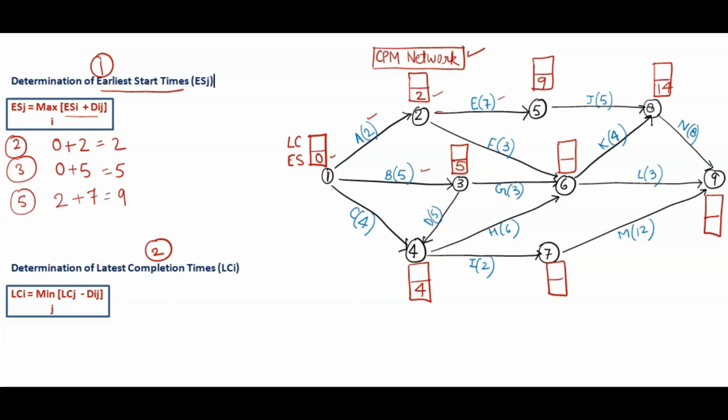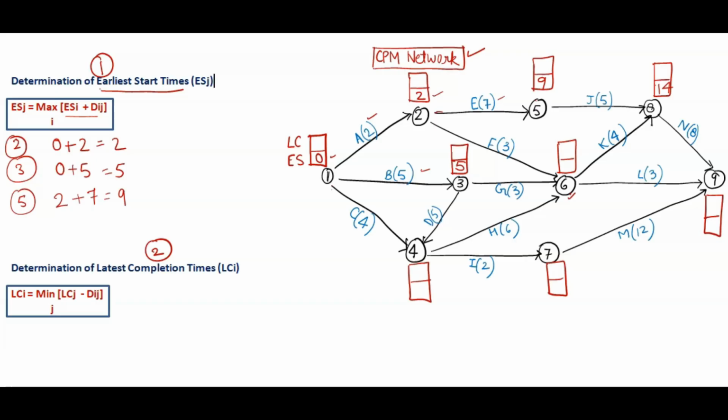Now, there is one thing. When you check the sixth node, for the sixth node we have 3 activities coming towards it: F, G and H. All these 3. So which one will we choose? That we have to see.